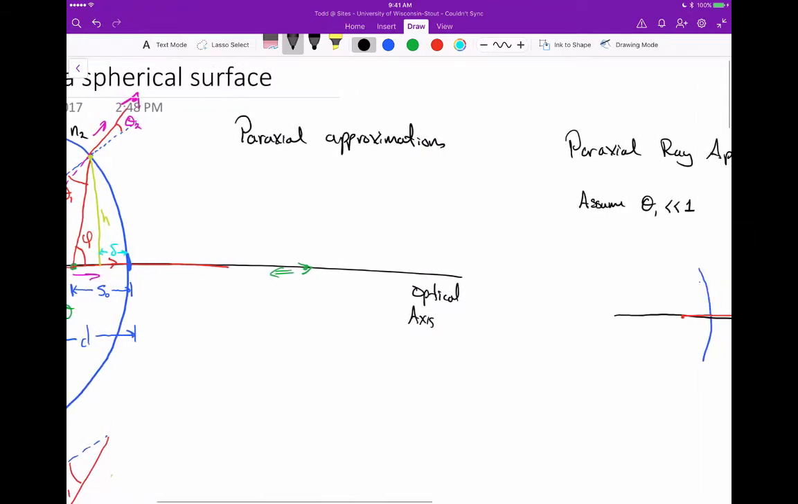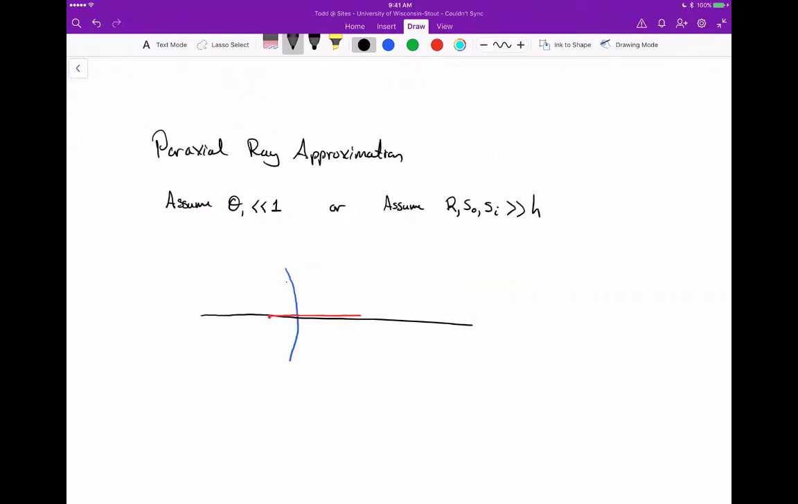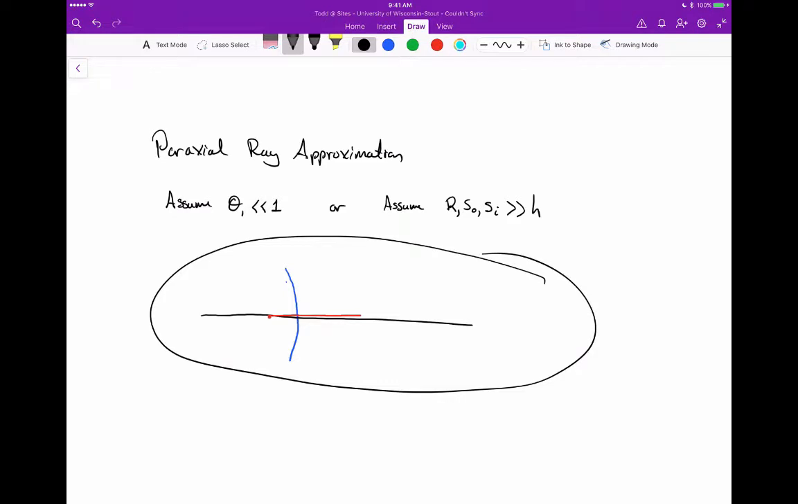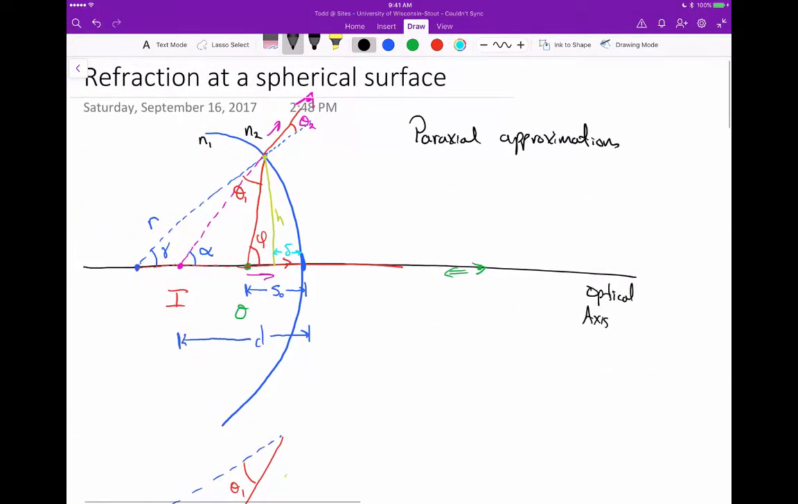If I draw things a little bit more the way they should be, this is what we would see. This outgoing ray right there is making a very small angle relative to the optical axis. And so this really comes down to either assuming that our theta 1 is much, much less than 1, or equivalently, we could say that all of the distances that are involved are much, much less than that height h. And that's going to come into play because we're going to use the small angle approximation for one of our steps. All right.